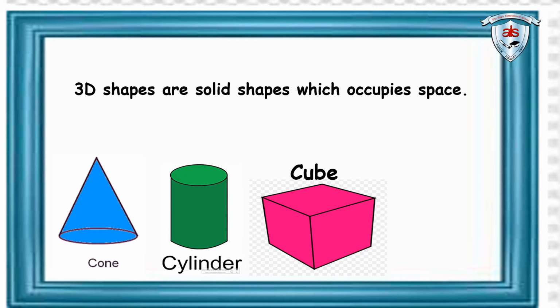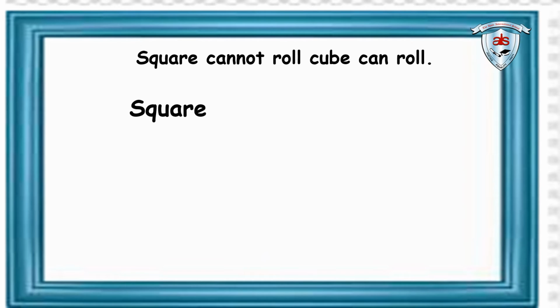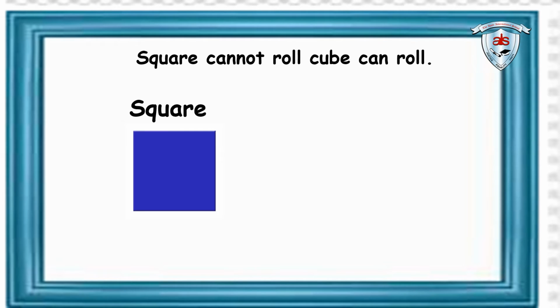Now let us revise these shapes and differentiate between 2D shape and 3D shape. So let's find out what is the difference between a 2D shape and a 3D shape. Here we have a square and a cube. Square cannot roll. Can a square roll? A flat 2D shape, can it roll? No, it cannot roll. But a cube can roll.